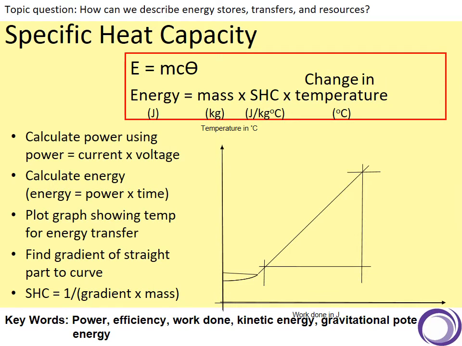Here just describes what to do with your information once you've got it. So in the previous slide I mentioned how to calculate the power, so you've got your equation there in the first bullet point, and then how you would calculate your energy. Again, the equation is there for you. You would then plot your graph with your temperature in degrees C on the y-axis against your energy on the x-axis. And then once you're able to find the gradient of your line, you would do 1 divided by your gradient in order to find the specific heat capacity of that block.